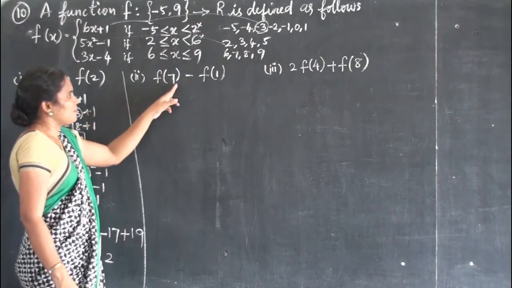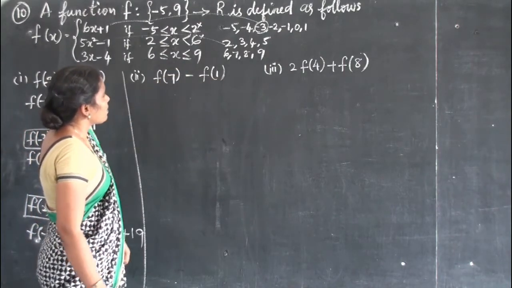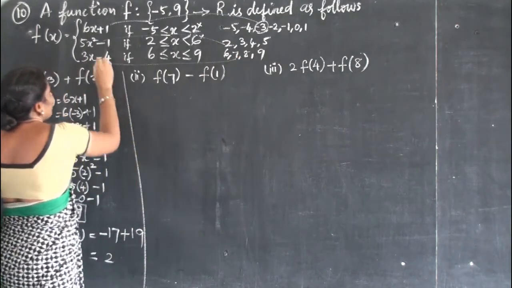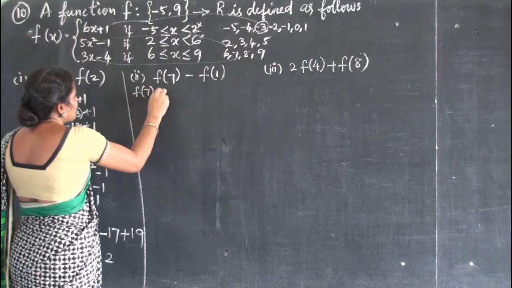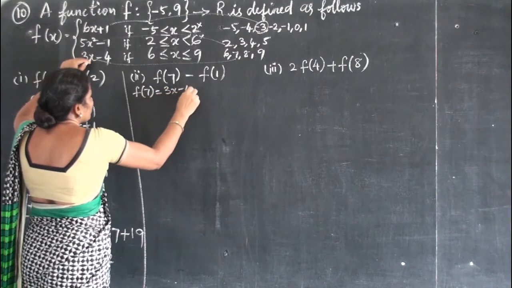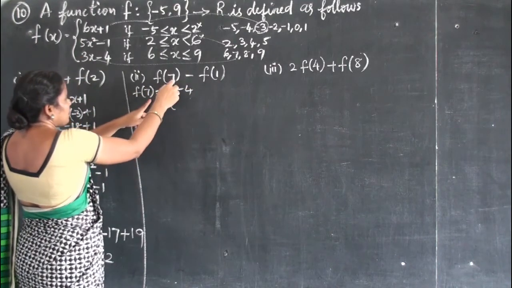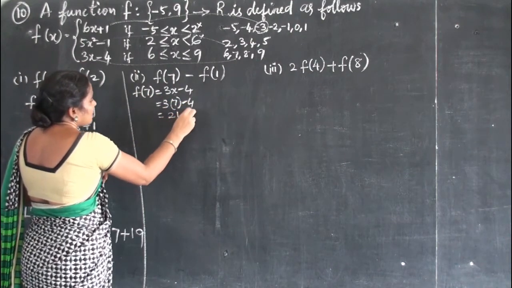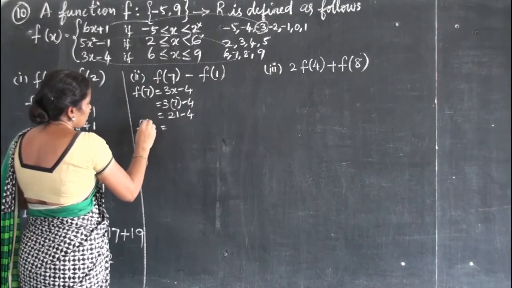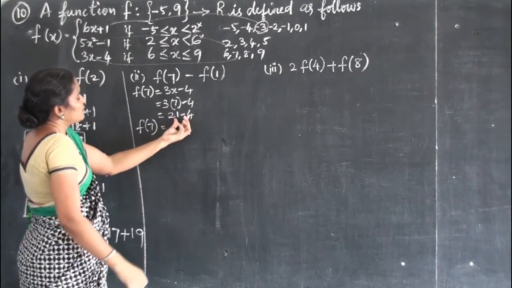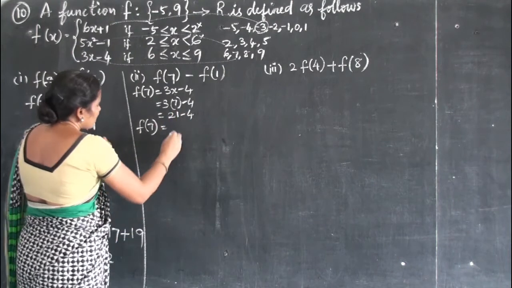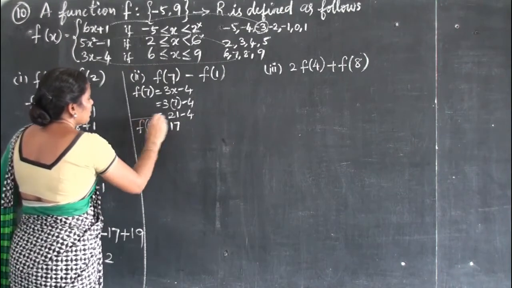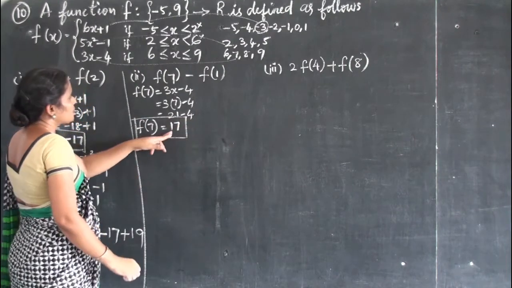That is f of 7 minus f of 1. Where is f of 7? The number 7 lies in the third equation. So f of 7 is equal to 3x minus 4. In the place of x apply 7, minus 4. 3 7s are 21, minus 4. Subtract: 21 minus 4 is 17. So f of 7 is equal to 17.